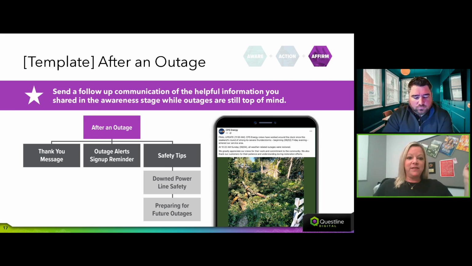And then a reminder of the safety tips and the other resources that you have available to them that they can take their time and view and research when they're not in the pressure of a storm.